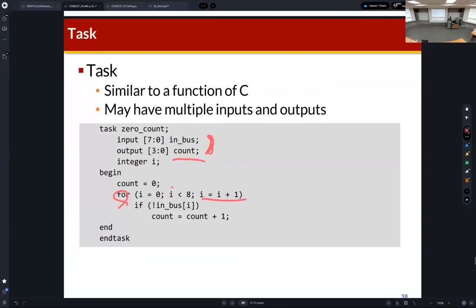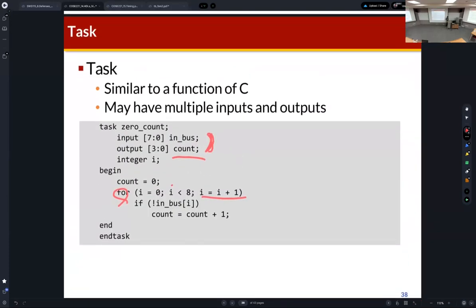So you know, actually the test bench design is very similar to software design. Okay, so we don't need to consider the synthesis, right? But we can also design an efficient test bench for a more efficient verification.